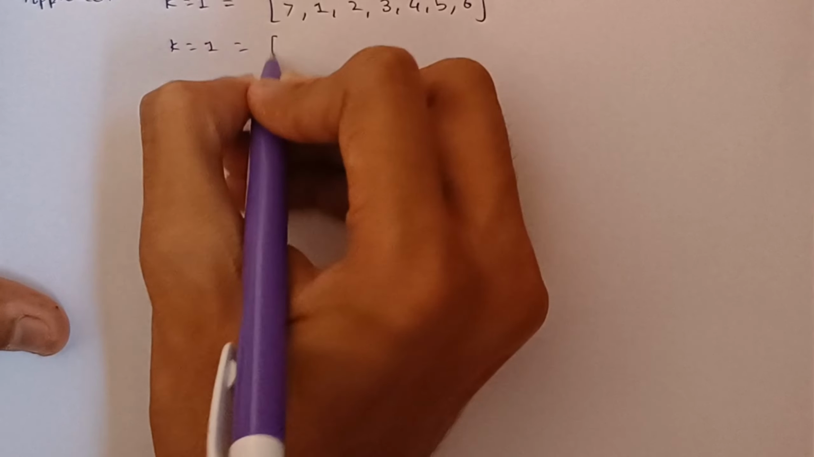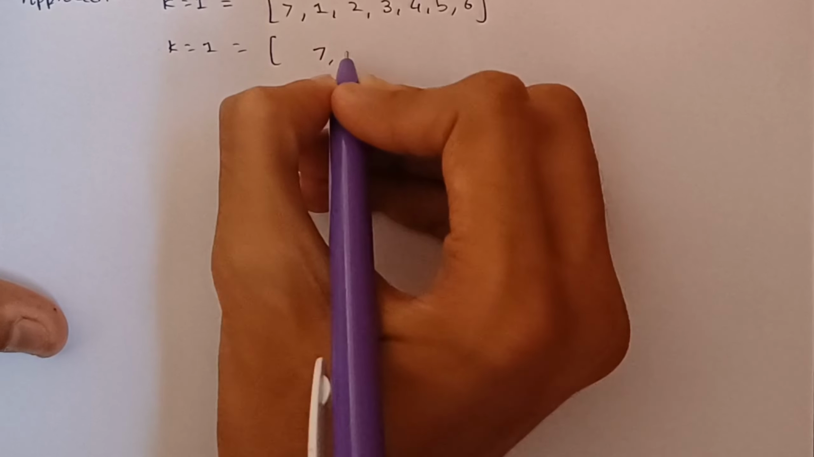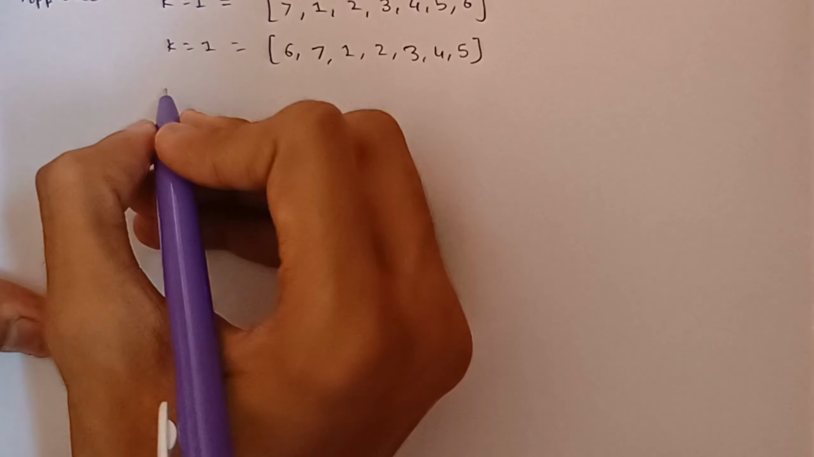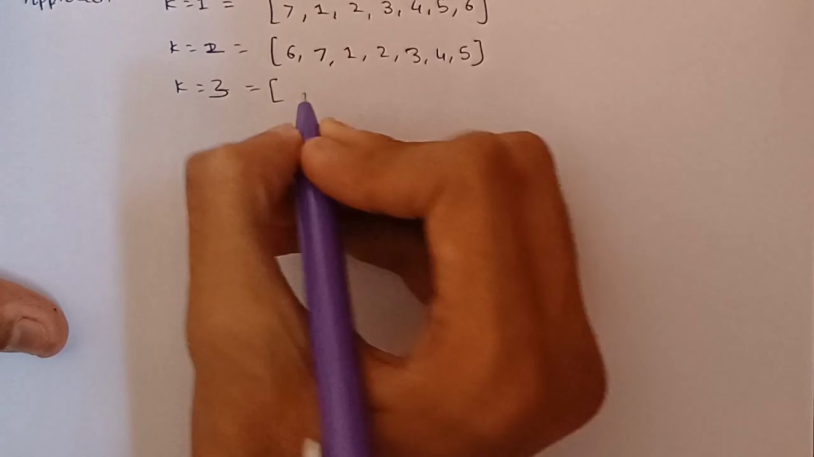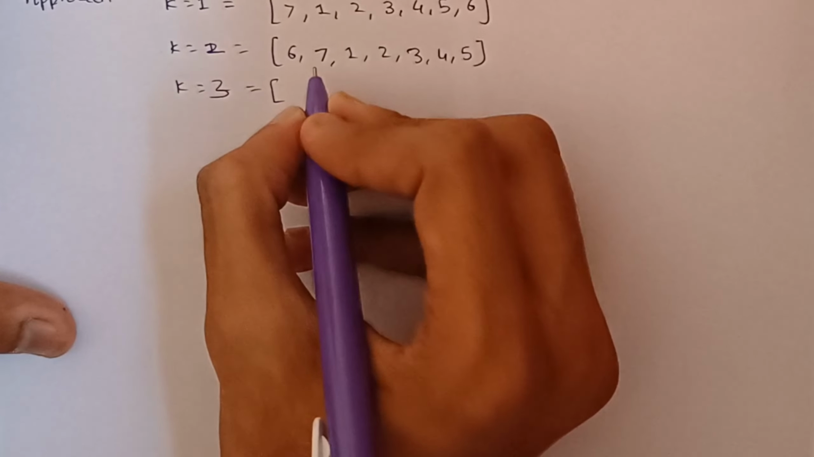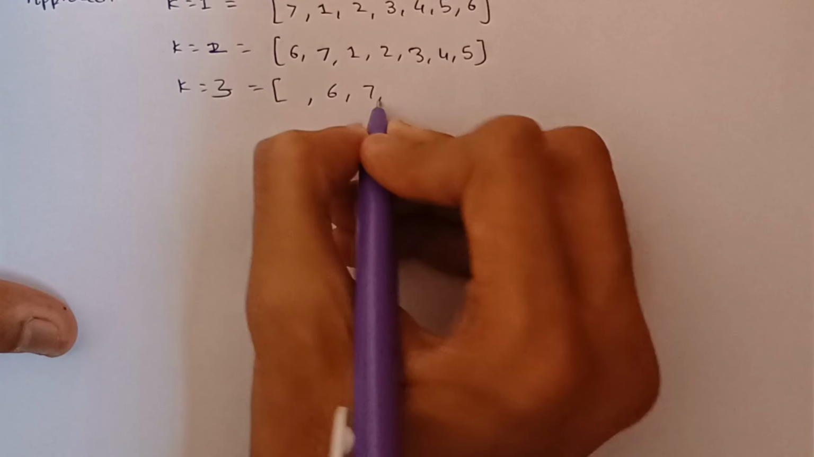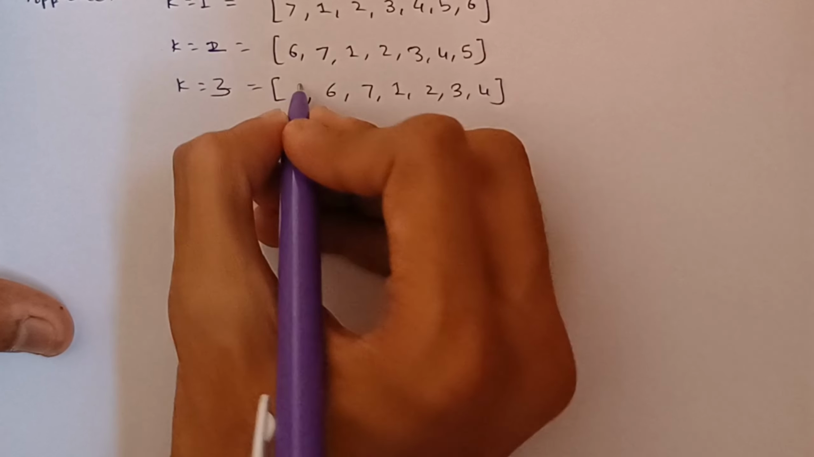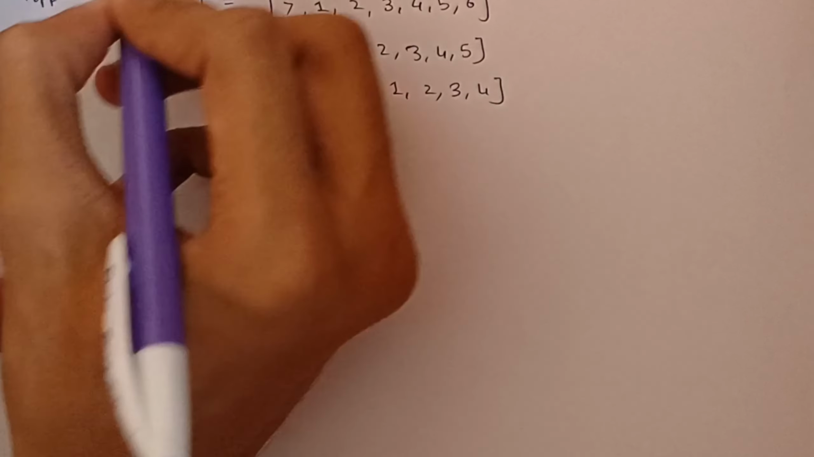Then for the second step, 7 will move along with 1 2 3 4 5, and 6 will remain, and 6 comes to the front. Now k is 3, so at the third step it will again shift to the right side. The first is blank, then 6 7 1 2 3 4. Now 5 remains, and 5 comes to the front. So this is our output, and this is the problem.